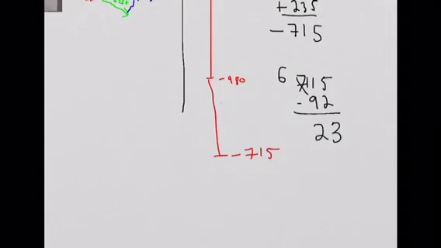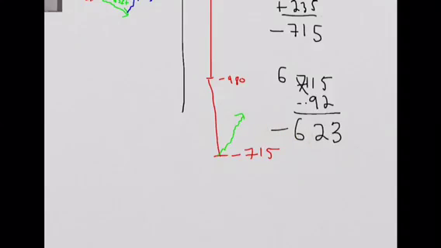And 11 minus 9 is 2. 0 minus 6 is 6. I know it's going to be negative. So after going up 92 feet, this is where I end up. So this part right here is negative 623 feet.